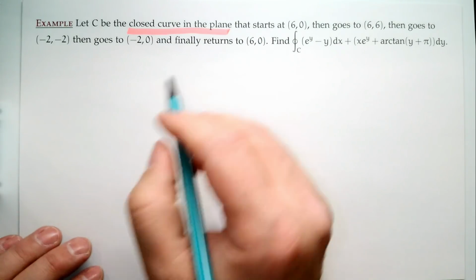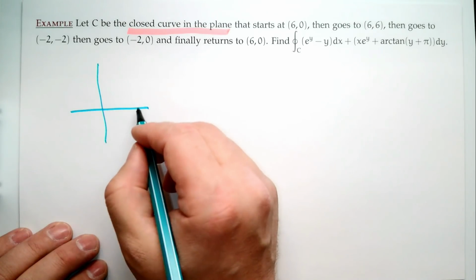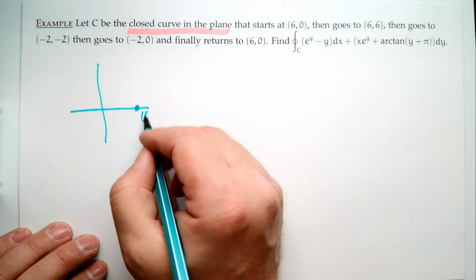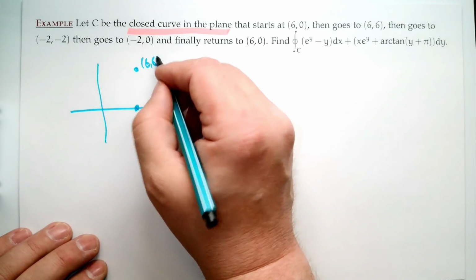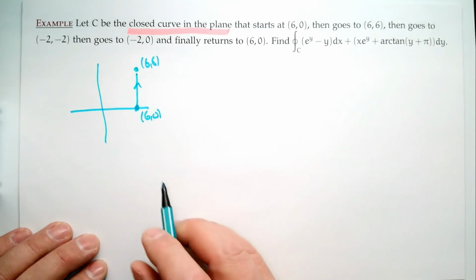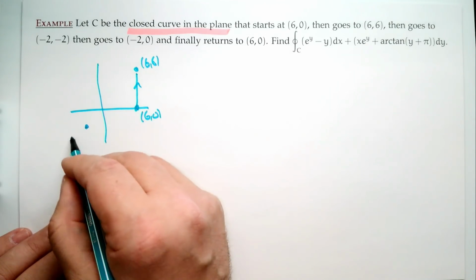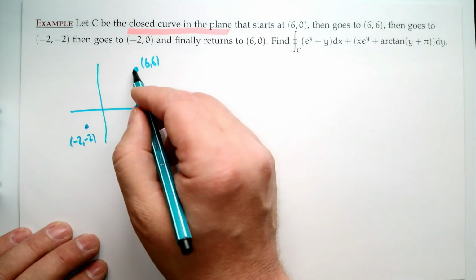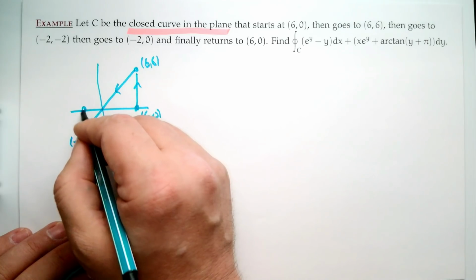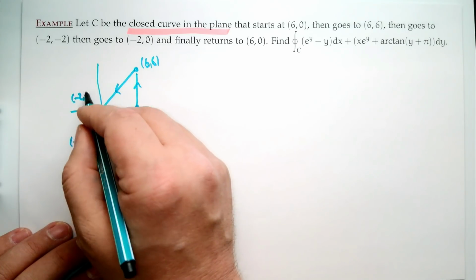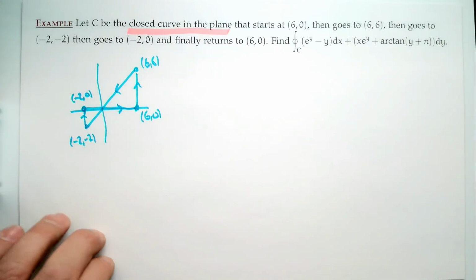All right, well, what do we have? We have a closed curve, and we can actually sketch this. We start here at 6, 0. Then we go to 6, 6, which we'll say is up here. And then where do we go? To negative 2, negative 2. So that's down here. So here's negative 2, negative 2. And then we go to negative 2, 0. So that's right there. And finally we return to 6, 0, which is right there.